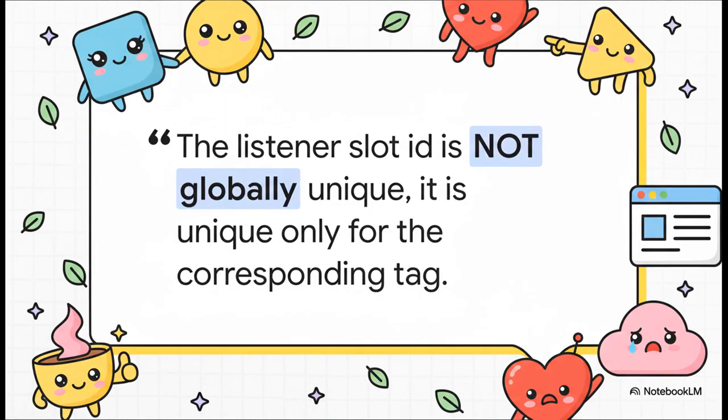Now, this is a super important detail, straight from the documentation. The listener slot ID is not globally unique. It is unique only for the corresponding tag. What does that mean in plain English? It means that listener slot ID number 5 on div1 has absolutely nothing to do with listener slot ID number 5 on some other tag. Each component manages its own set of IDs.